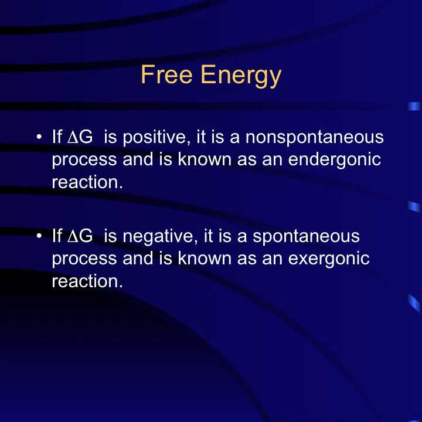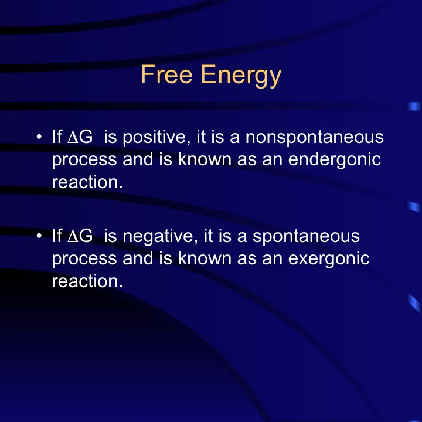If delta G is negative, it's a spontaneous process. It means that there's so much energy that it can give some away, it can spit some out. And that means that it will happen without outside intervention. It's known as an exergonic reaction.